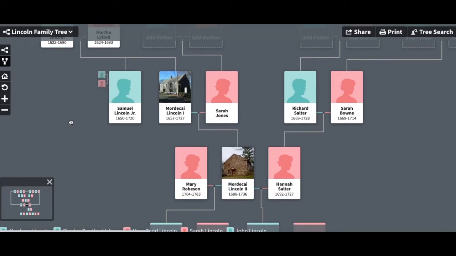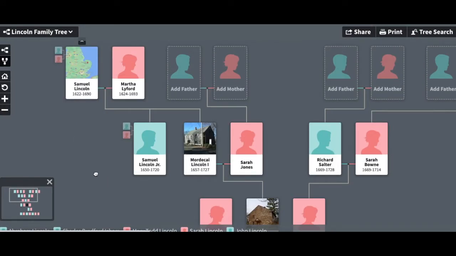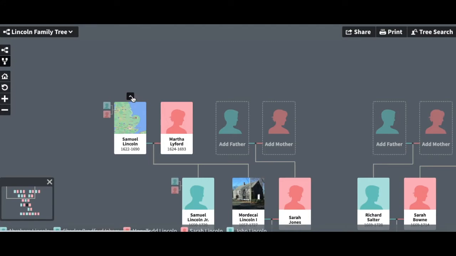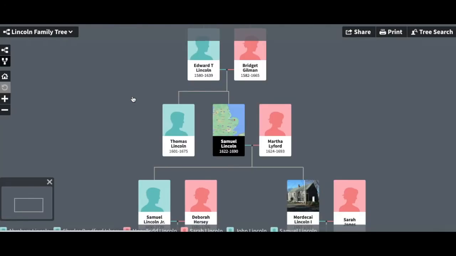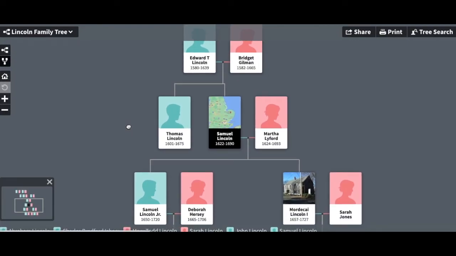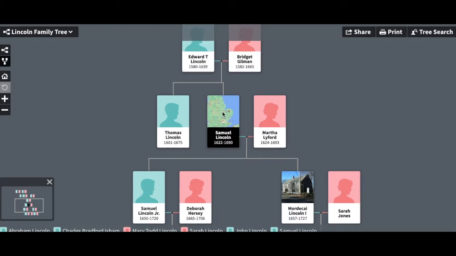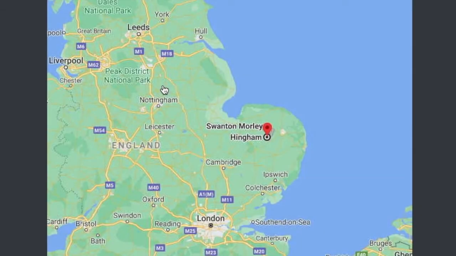Okay, and Mordecai Lincoln I was born to Samuel Lincoln and his wife Martha Lyford. So Samuel Lincoln was born in Hingham, England in 1622 and died in Hingham, Massachusetts in 1690. So here's a photo of that location on a map. Let me just bring that up for you here. As you can see here, this is where Hingham is, eastern England. Swanton Morley, which is another family location of the Lincolns. They originated in Swanton Morley and then moved to Hingham. So I included that on the map as well.